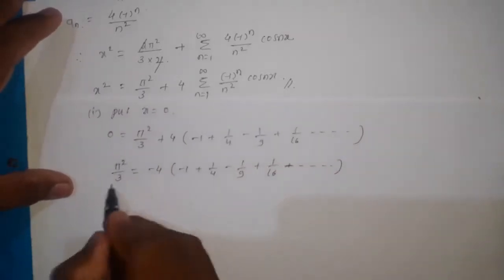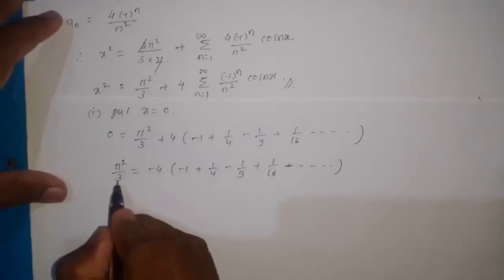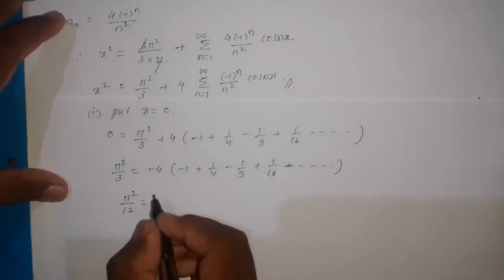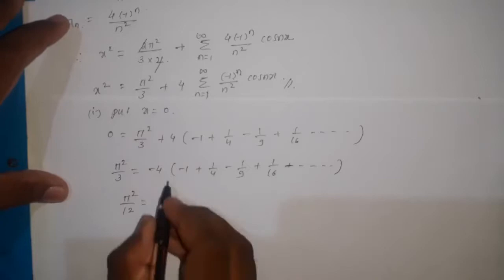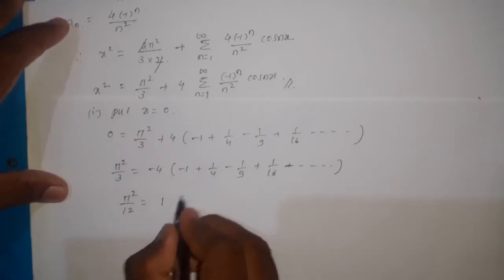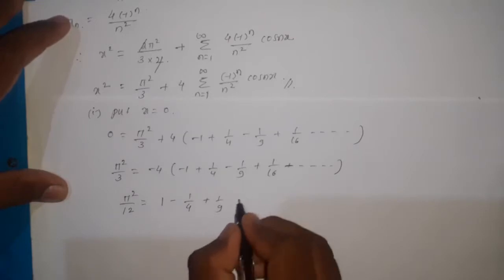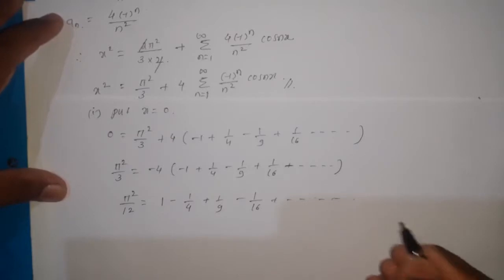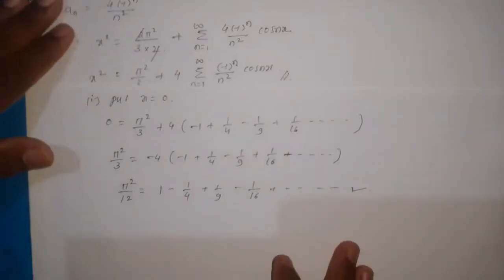Now here cross multiplying, just multiply 4 by 3, then that is pi square divided by 12, and now multiply this negative sign to all these terms, that becomes 1 and plus becomes minus 1 by 4 plus 1 by 9 minus 1 by 16 and so on up to infinity, which is the required result, that is pi square by 12.